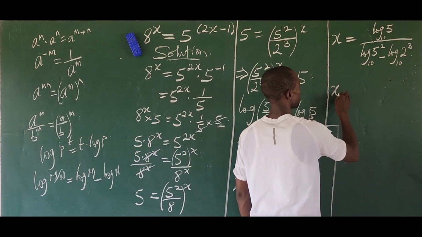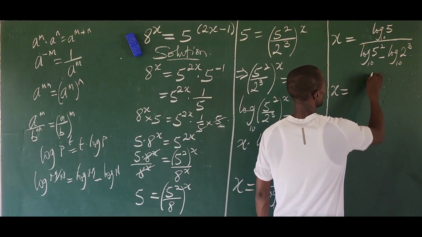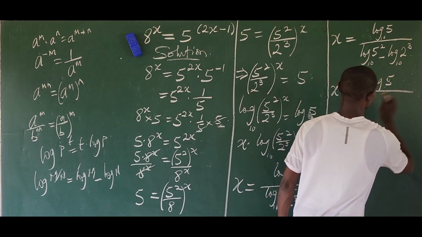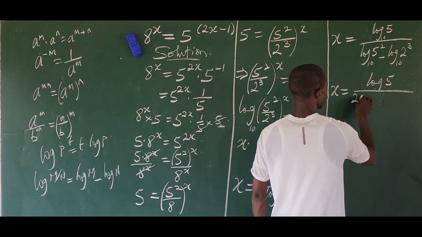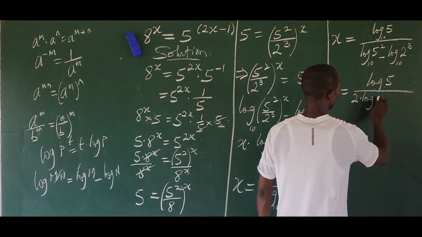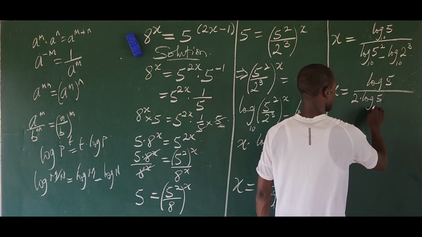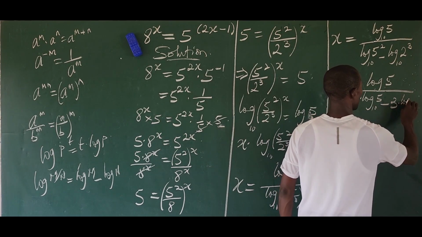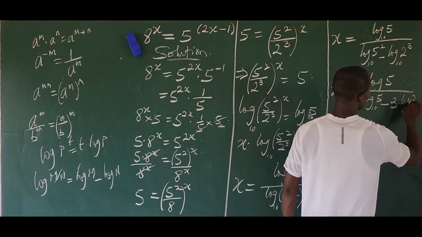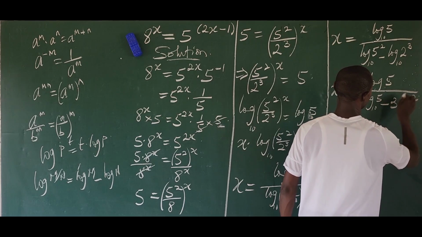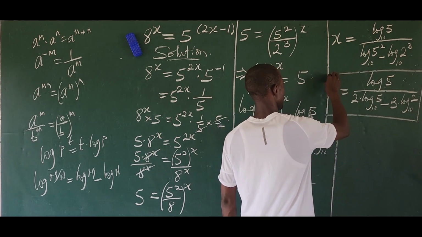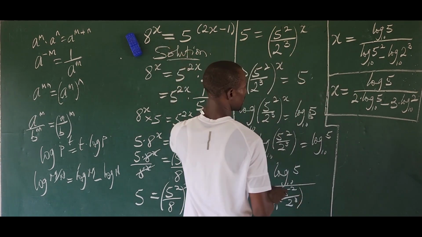So this is going to give us our x will now be equal to the log of 5 all over 2 times the log of 5, base 10, minus 3 times the log of 2, base 10. Wow. So this is the final value of x that will satisfy this challenge here.